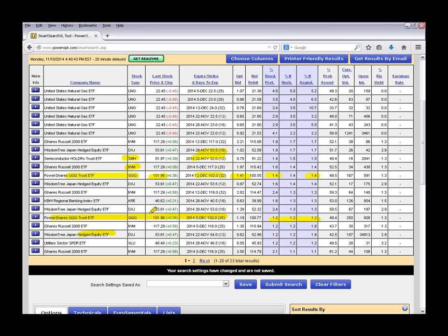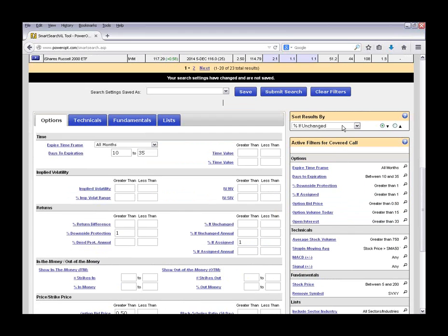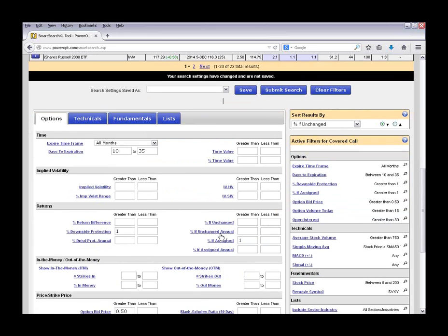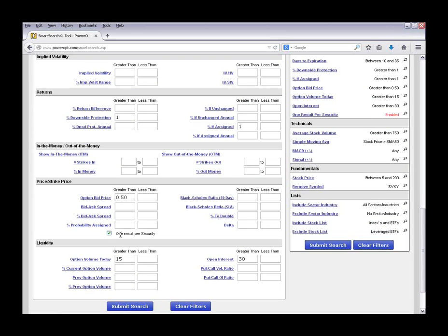Now, back to previous conversation, I have 5 covered calls opportunities in UNG, all with 50-cent strike differences and different expirations. Well, if I just wanted to narrow this down to one strike that offers the best % if unchanged for my results, we have a filter here in the price and strike price difference field for all strategies now, but in covered calls. I'm simply going to check the box for one result per security. And let's go ahead and submit that to our list.